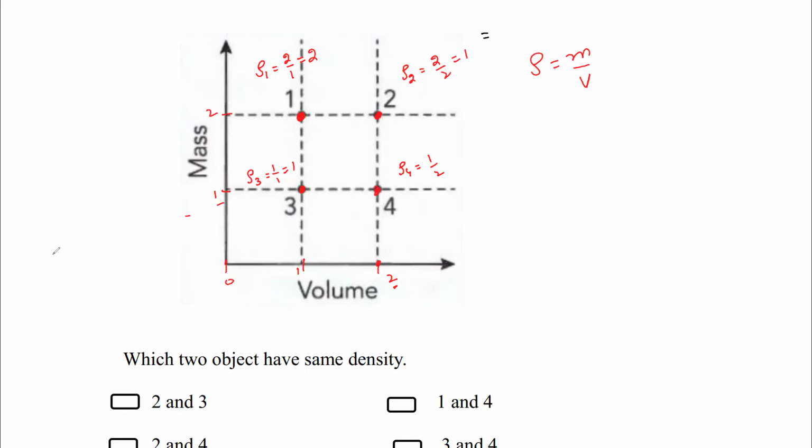So we see that only two objects, density of 2 and density of 3, are the same. So your answer is 2 and 3. Okay, so this is your right answer. So this is the method that you can use to find out this question. Okay, now we have to move to the next question and try to solve the next questions.